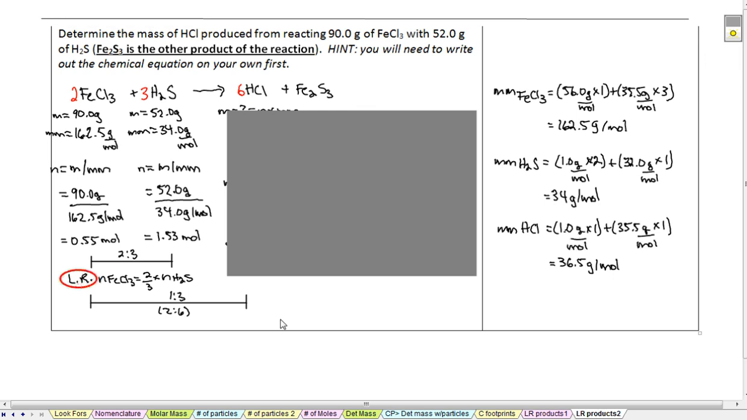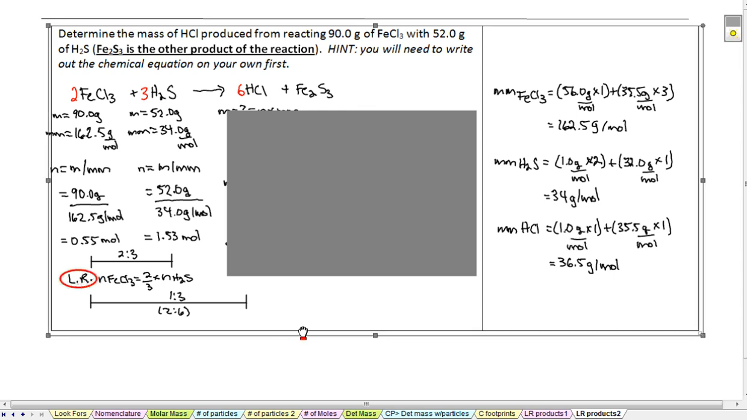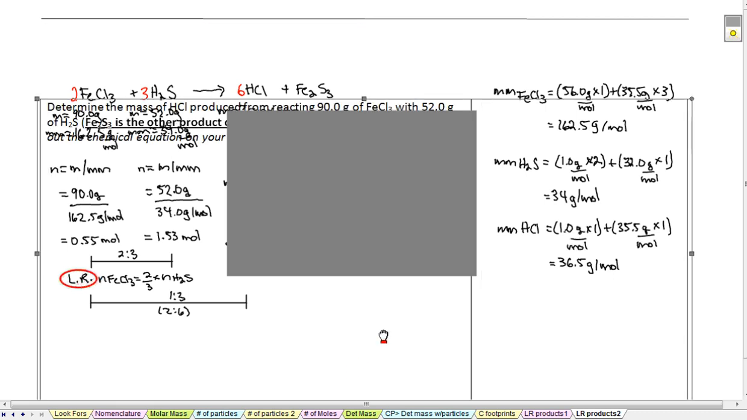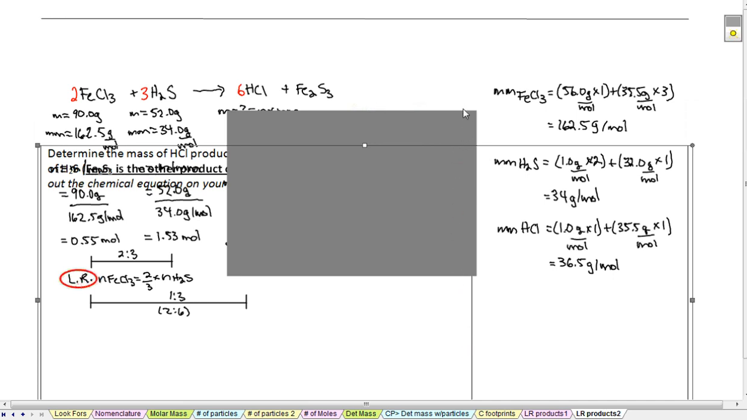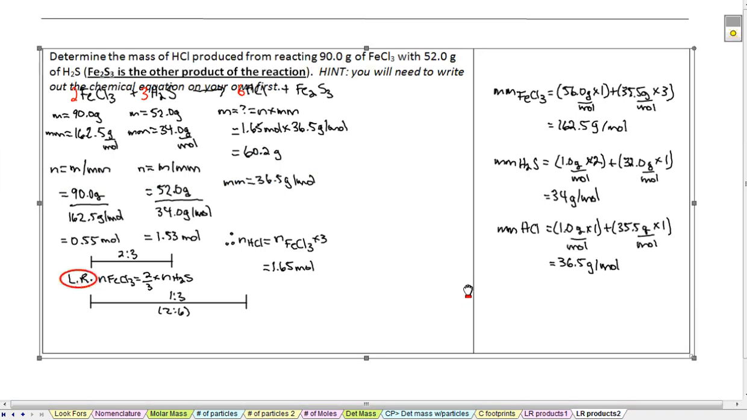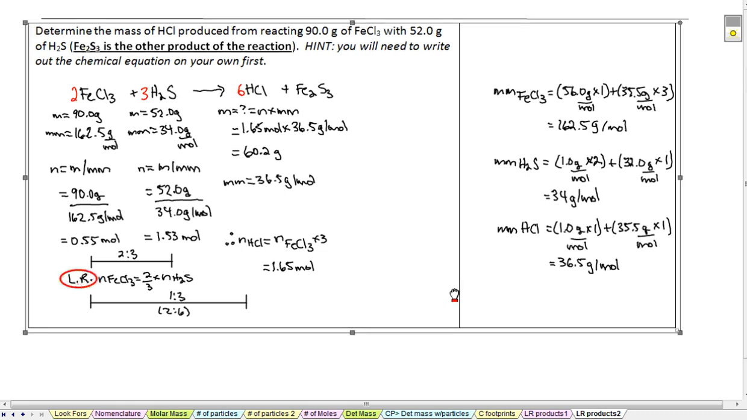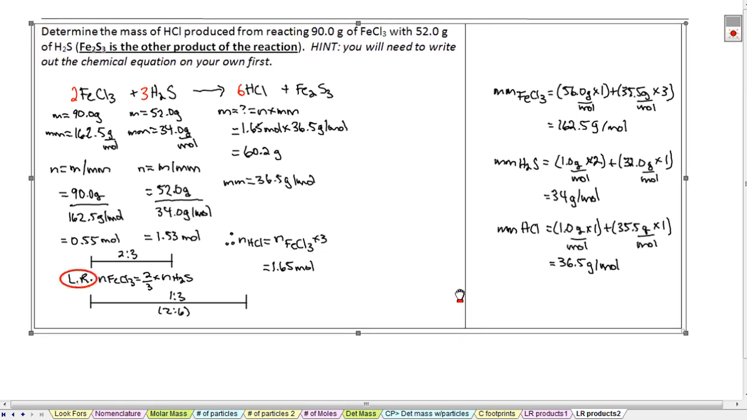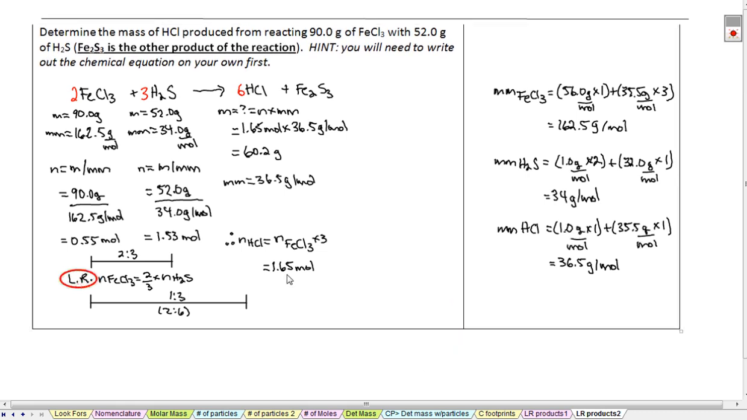Just give me one quick second, and I'm going to move this, that way I can highlight this, get rid of it, and move this back up. There we go. Okay.